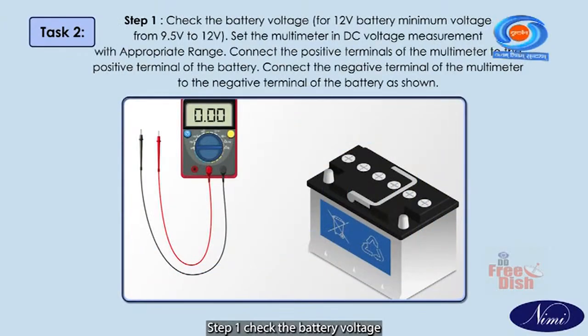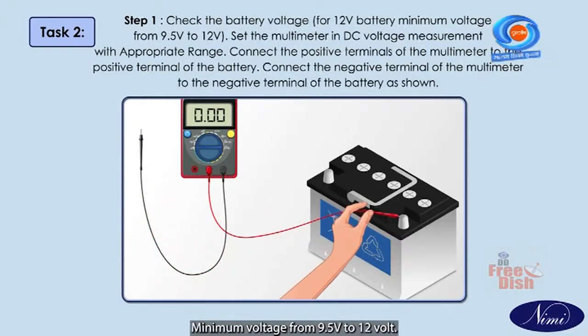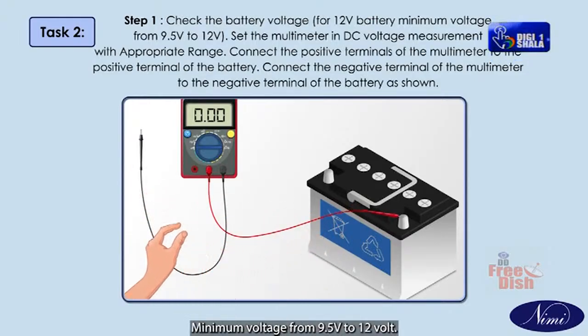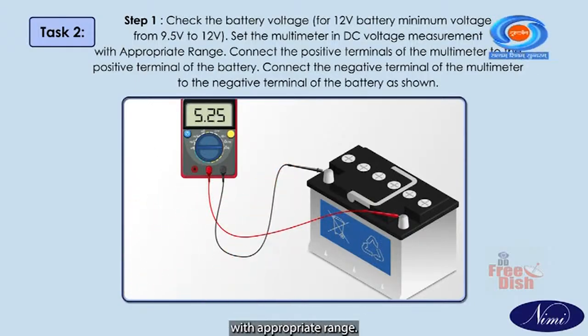Step 1. Check the battery voltage. For 12 volt battery minimum voltage from 9.5 volt to 12 volt. Set the multimeter in DC voltage measurement with appropriate range. Connect the positive terminals of the multimeter to the positive terminal of the battery. Connect the negative terminal of the multimeter to the negative terminal of the battery as shown.